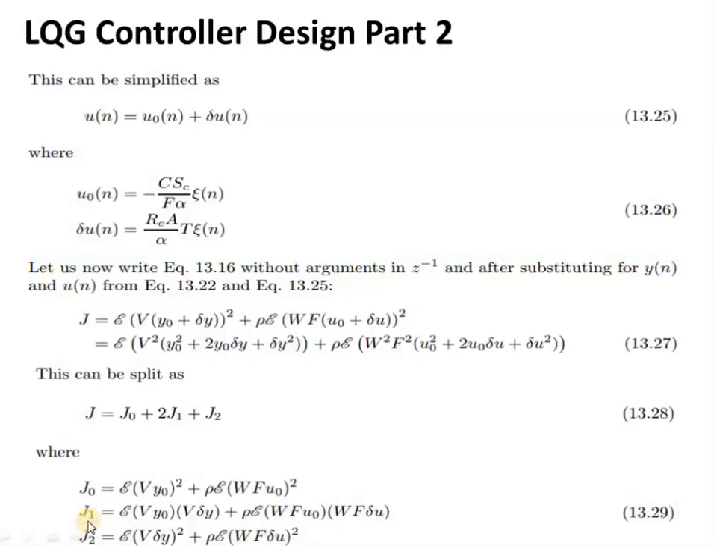Then what is meant by J1? Here we have used 2J1, means J1 is nothing but this y naught delta y and u naught into delta u. Here you can see V into y naught into V into delta y plus rho into epsilon W of u naught into W of delta u. On collection of these two terms we have called it J1, and J2 is nothing but the remaining terms, that is delta y square and delta u square.